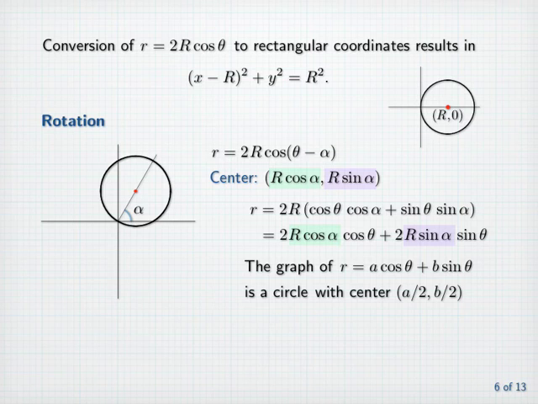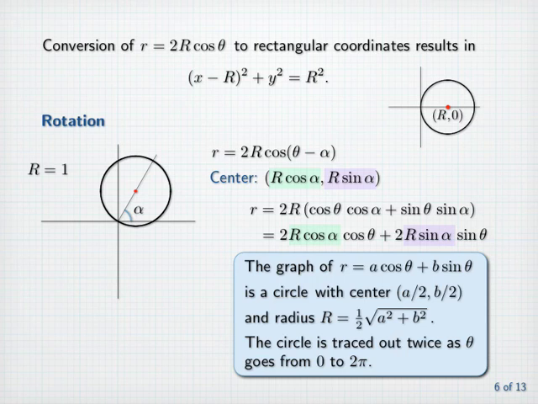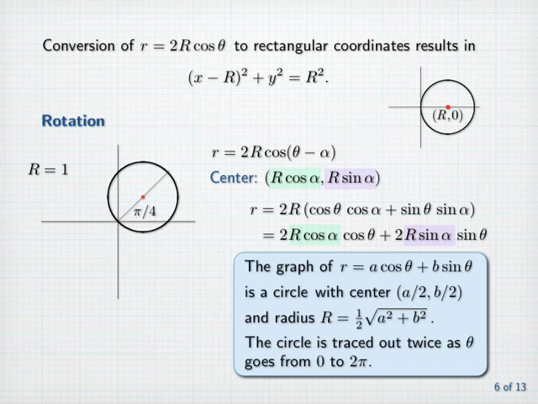And since we know that the circle goes through the origin, the radius of the circle is the distance from the origin to (a over 2, b over 2), which is R equals 1/2 of the square root of a squared plus b squared. Also, the circle is traced out twice as theta goes from 0 to 2 pi. Let's assume that R equals 1 in the figure. Now, for instance, consider rotation through an angle of pi over 4. The center is now at (root 2 over 2, root 2 over 2).